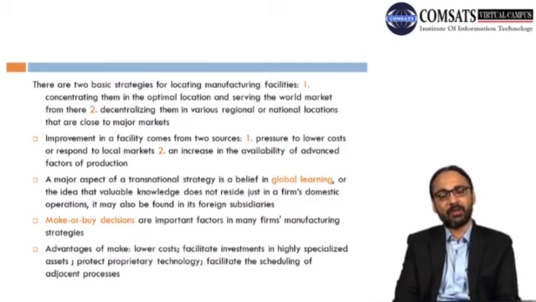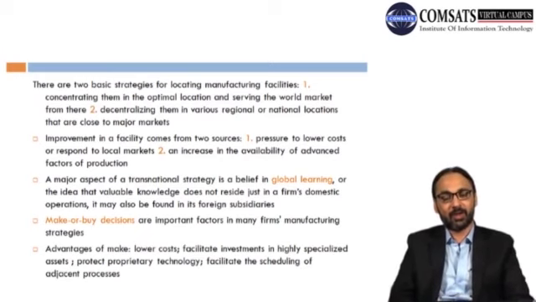Okay, there are two basic strategies for locating manufacturing facilities. The first one is concentrating them in an optimal location and serving the world market from there. This is the centralized production, where firms produce the products in one market and then export those products from there. The second is to decentralize them in various regional and national locations that are close to the major markets.